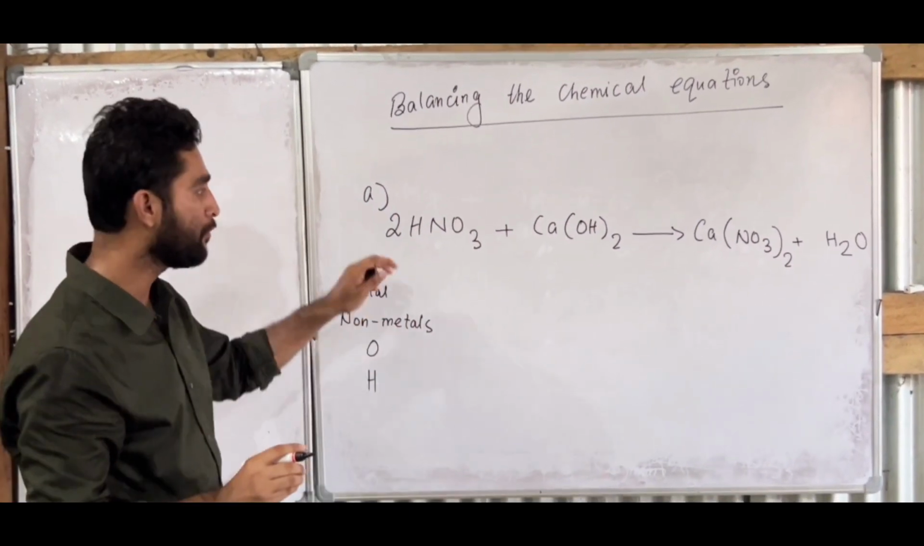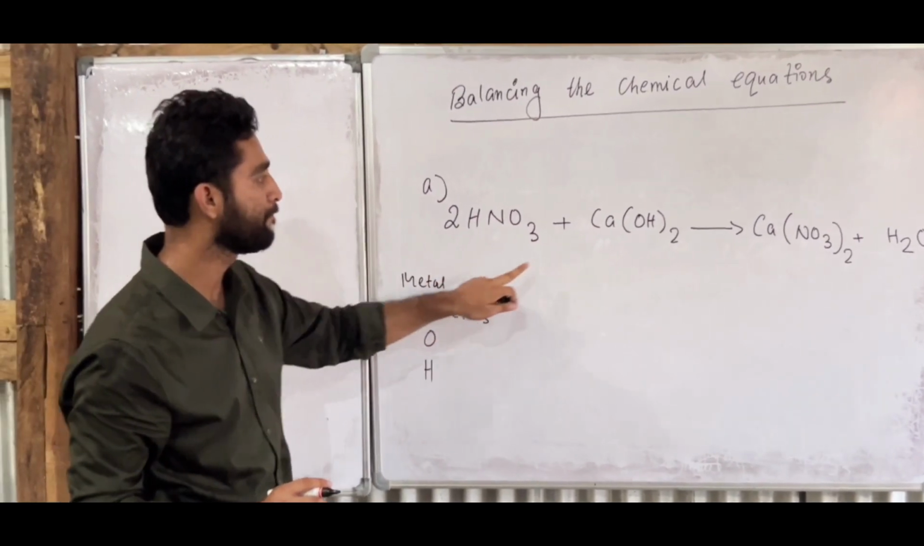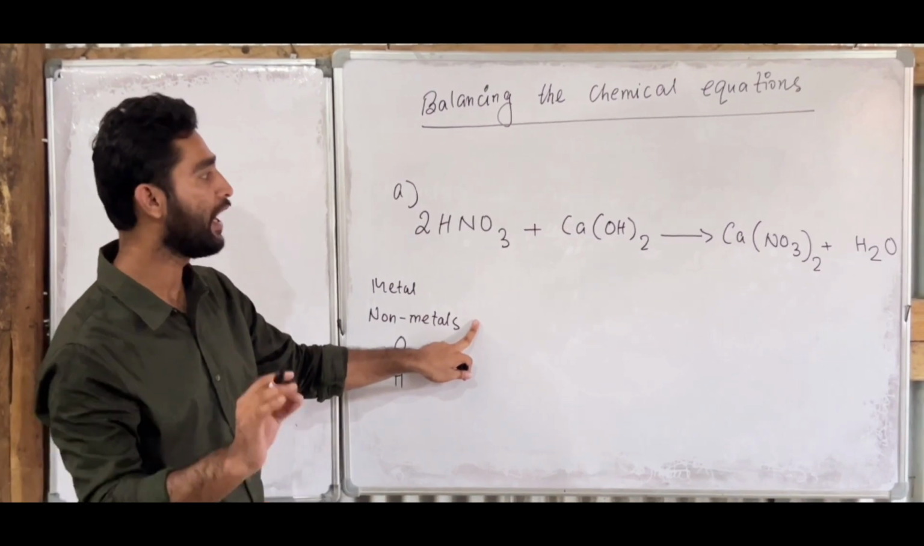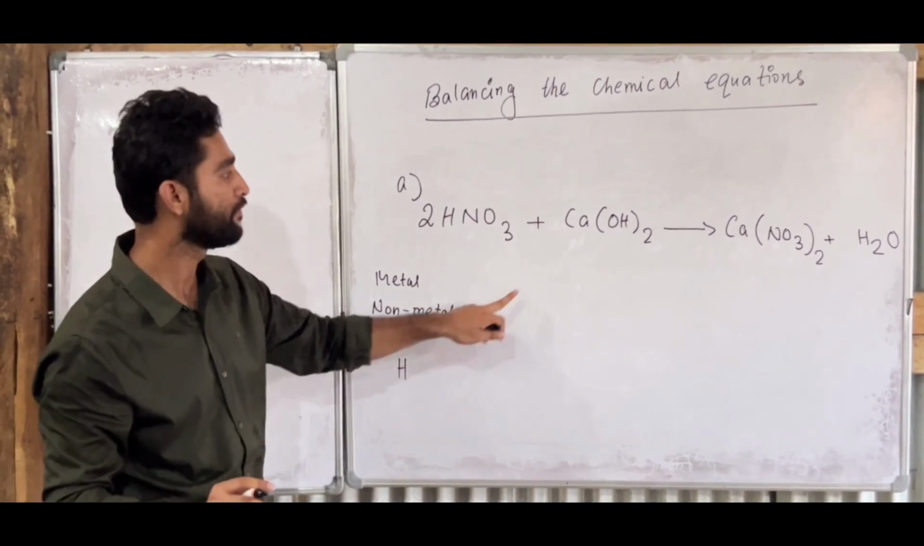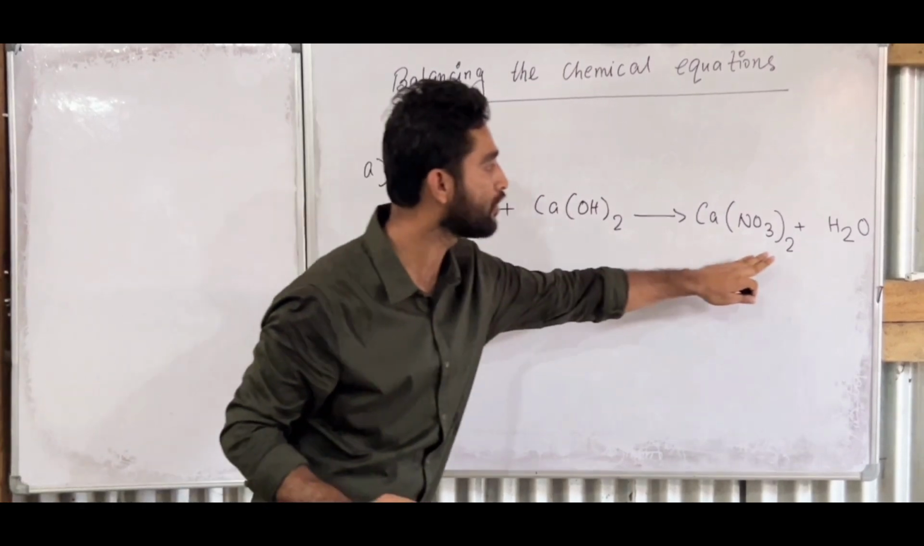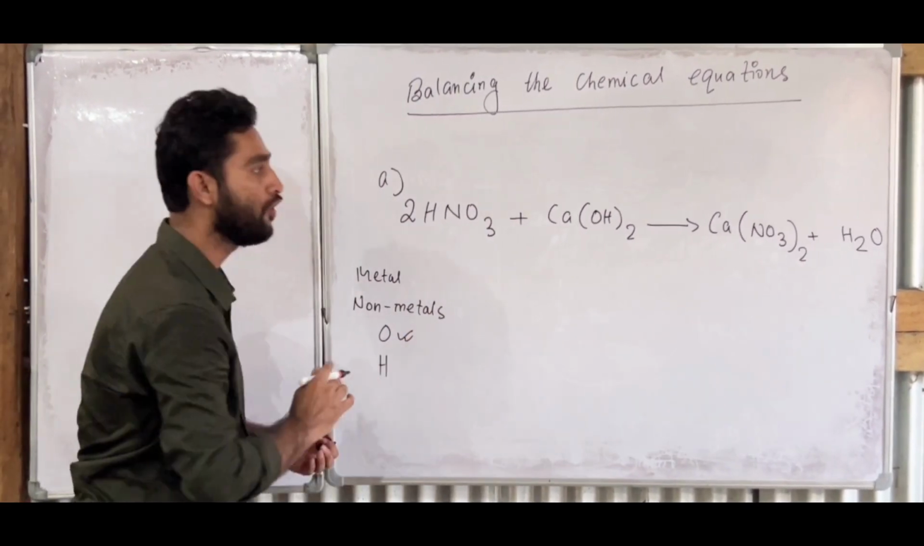So whenever you are putting the numbers, always start from the beginning. First check the metal. Metal calcium 1, calcium 1. Then the non-metal other than oxygen and hydrogen. So nitrogen is the non-metal, isn't it? So this side became 2, this side also it became 2. Now next what you have to do? You have to balance the oxygen.